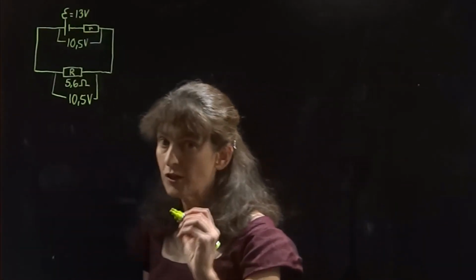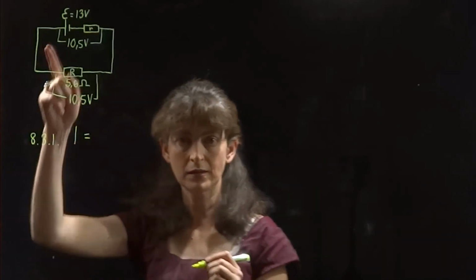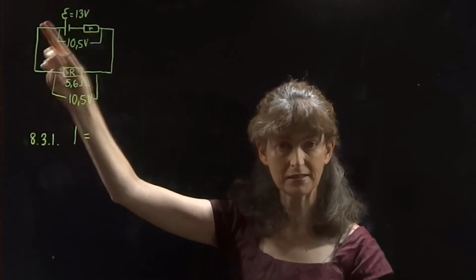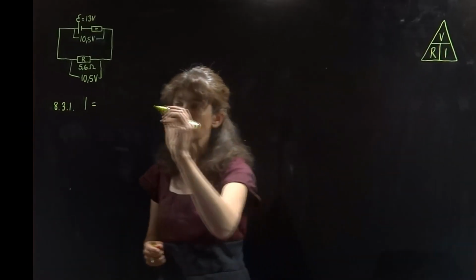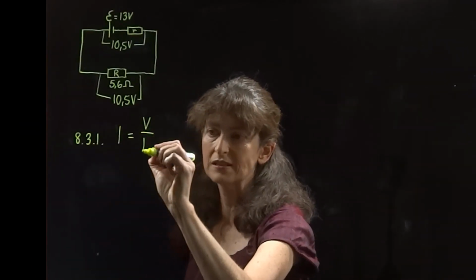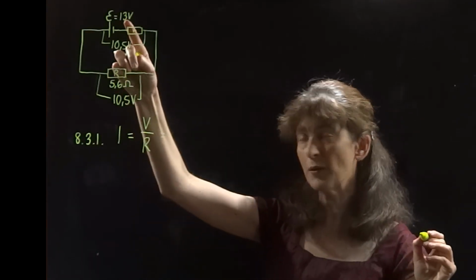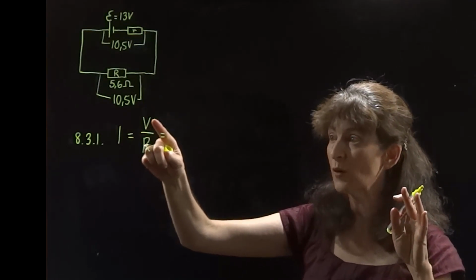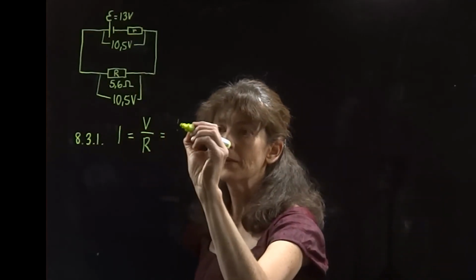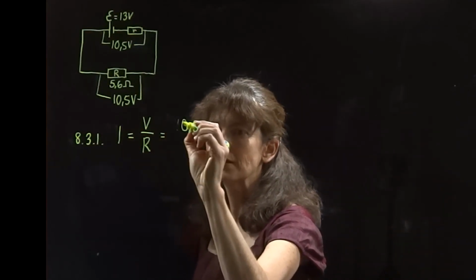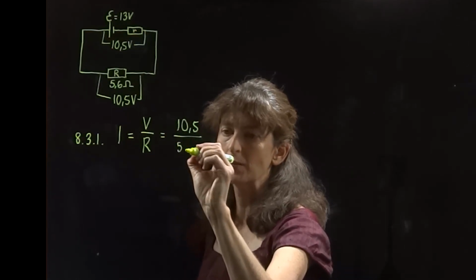Now, we are first asked a very easy question, and that is to calculate the current strength through that resistor. Obviously, since it's a series circuit, it is the current strength throughout the entire circuit. And we know that that is equal to the potential difference across that resistor divided by the resistance of the resistor. The only trap you might fall into is putting that 13 there. That would not be right, because there is not 13 volts across that resistor. Rather, it is 10,5 volts when the current is flowing, and the resistance is 5,6 ohms.